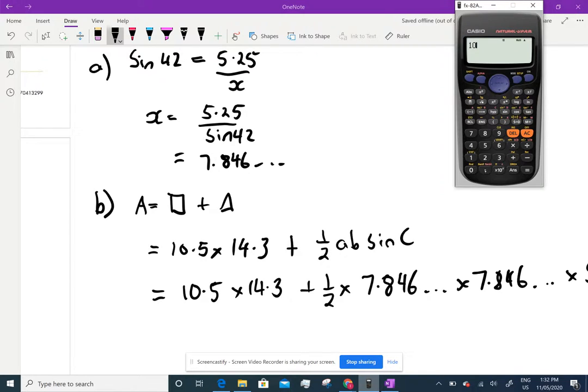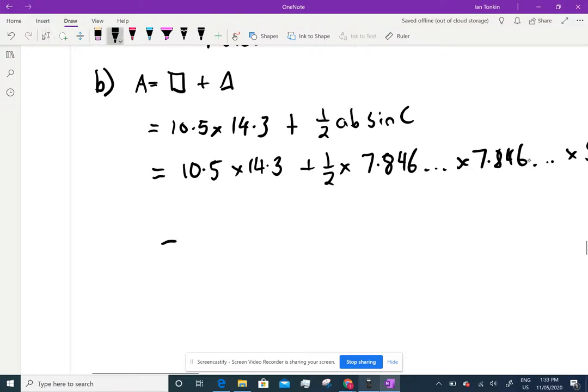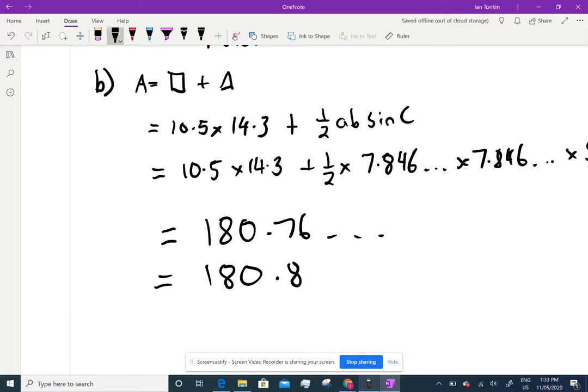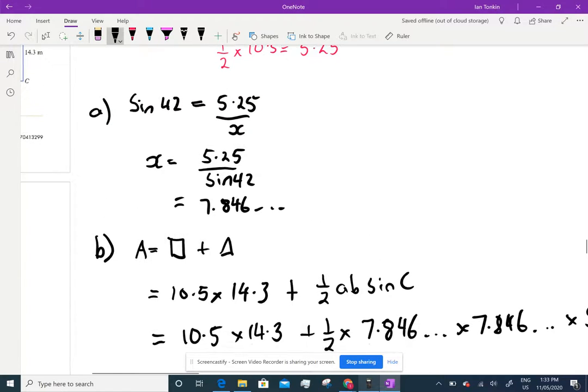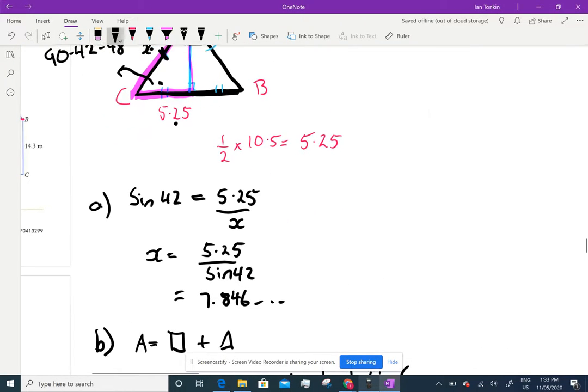So 10.5 times 14.3 plus a half, I'm just going to go 0.5 for a half, times my answer, times my answer, times sine 84. 180.76, and yeah, actually they got 180.7, which is wrong because it's 180.76, which would round to 180.8. And what units are we in? Meters squared.